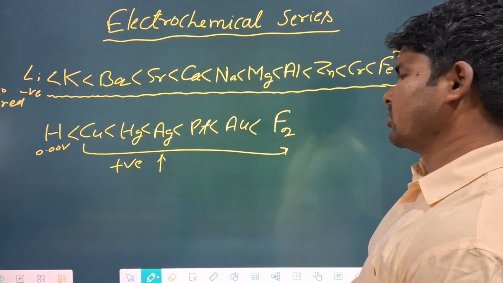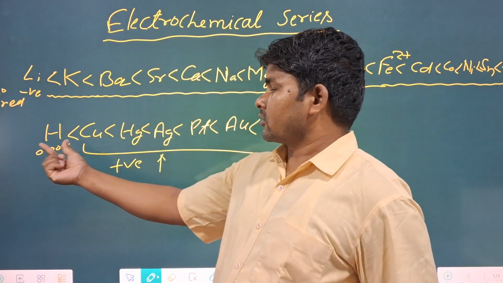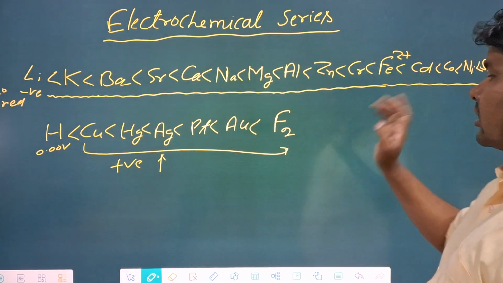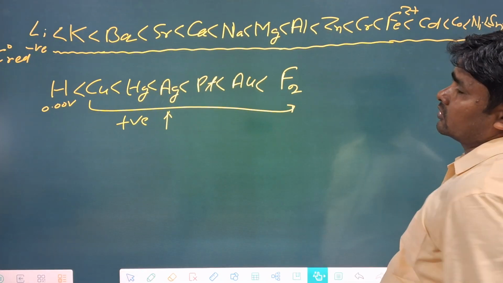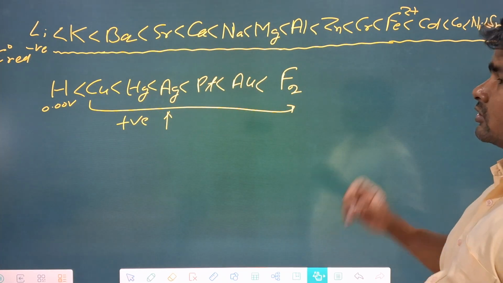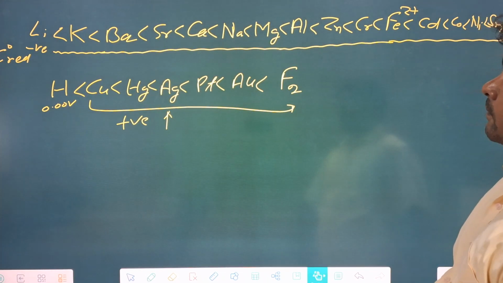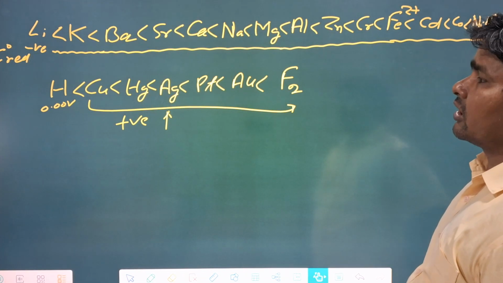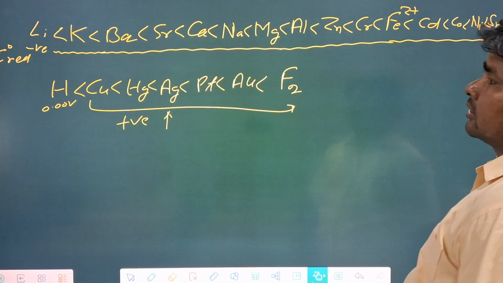It is the standard value of reduction potential, and different elements are arranged in the order of increasing value of reduction potential. If you learn this series, the electrochemical series, then you can easily compare the relative reactivity, the loss of hydrogen from acid, and the oxidizing and reducing power of different metals.